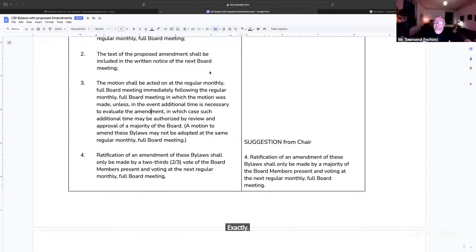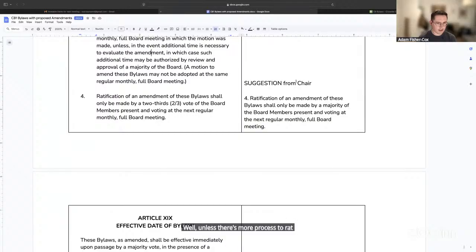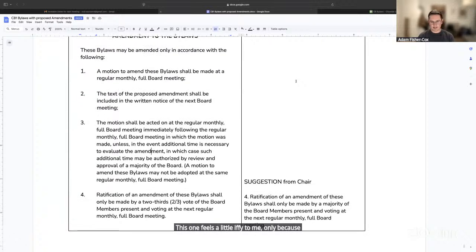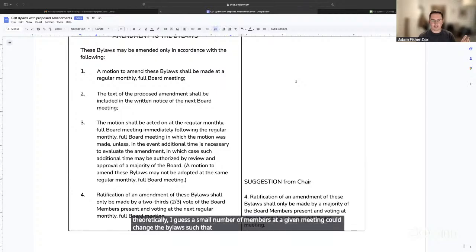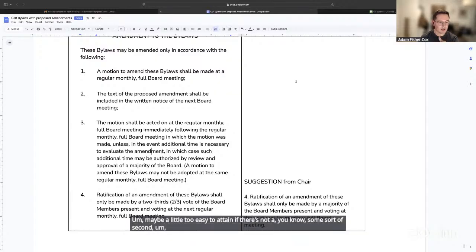Adam. Yeah, this one. Well, unless there's more process to ratifying the amendments to these bylaws, this one feels a little iffy to me, only because if it's a majority of board members present and voting, theoretically, I guess a small number of members at a given meeting could change the bylaws such that it then requires a 99% vote of all board members or something completely impossible to attain and kind of lock something in that way. It feels very unlikely that something like that would happen, but in the spirit of good governance, this one just feels maybe a little too easy to attain if there's not some sort of second piece of this process that I may be missing.